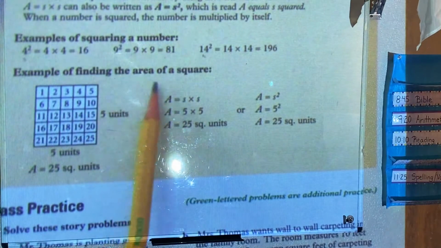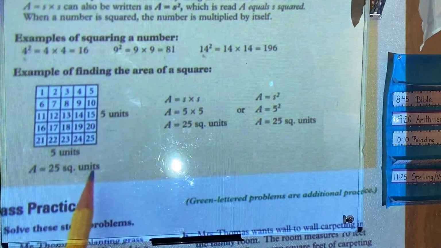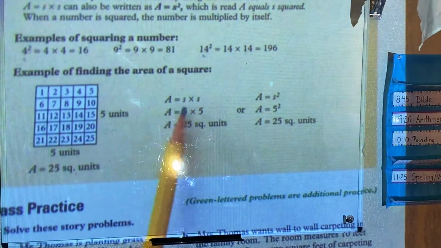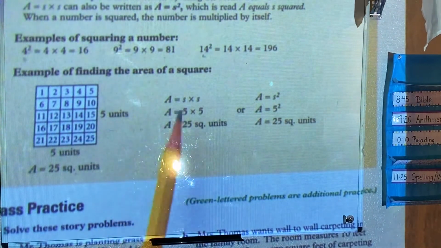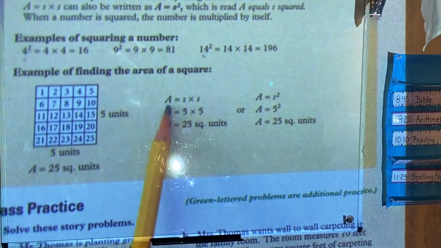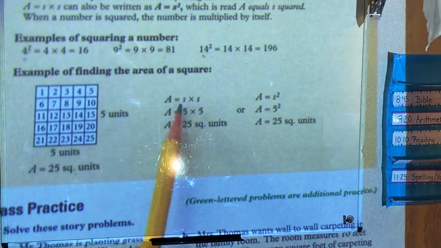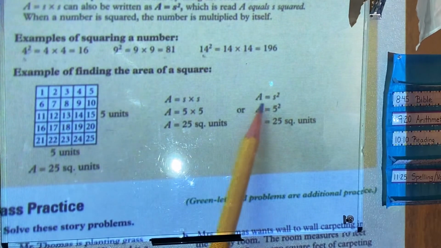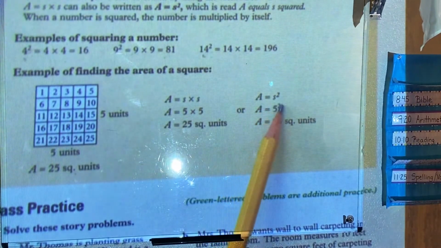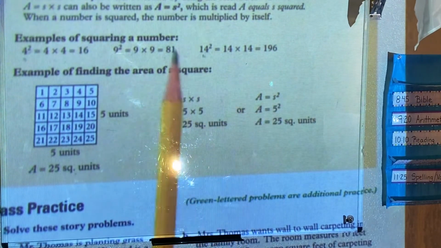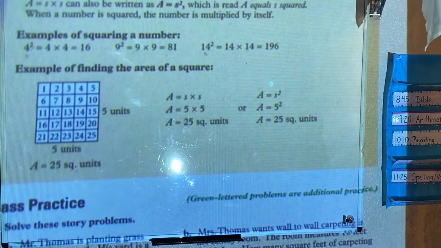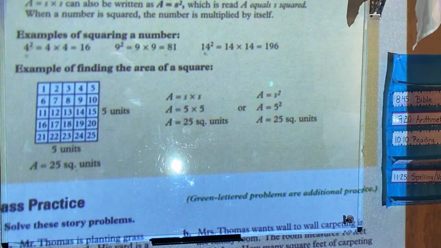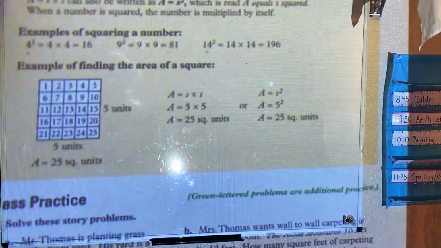When we are finding the area of a square, we are going to use the formula, and you choose which formula you want to use. You could use area equals S times S, or you could use area equals S squared. It's up to you which one you want to use. You're going to get the same result. Whichever one is easier for you to remember, I suggest that you use that one.